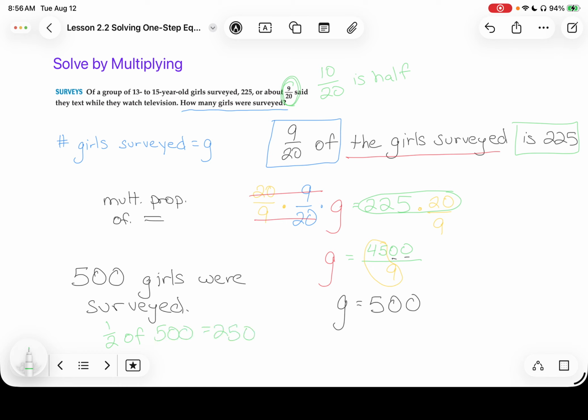So a little bit less than 250 should say they text while watching television, and the number was 225, which is a little bit less than 250. So I would say yes, my answer makes sense in the context of this problem. I expected a little bit less than half to be texting while watching TV, and 225 is a little bit less than half of the number that I came up with for my final answer.